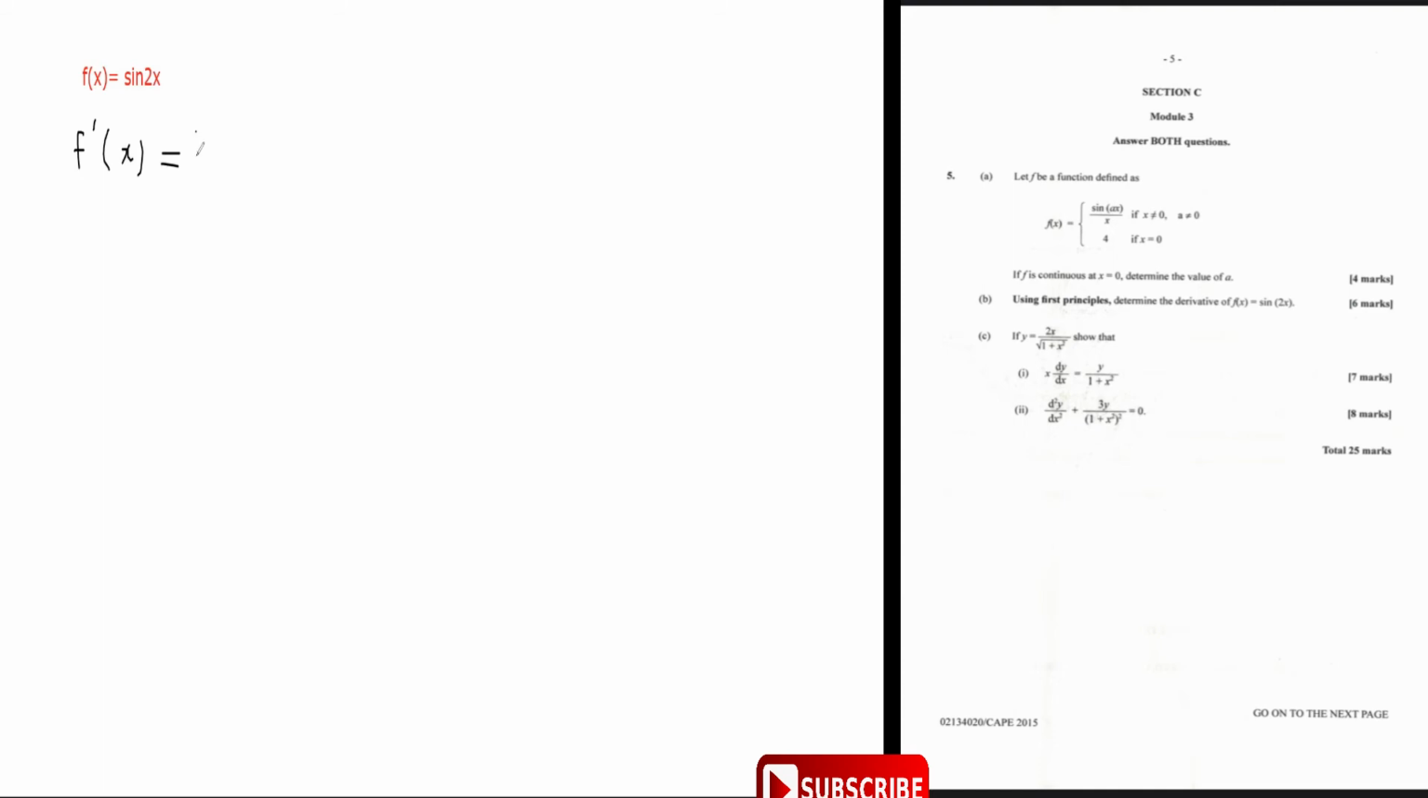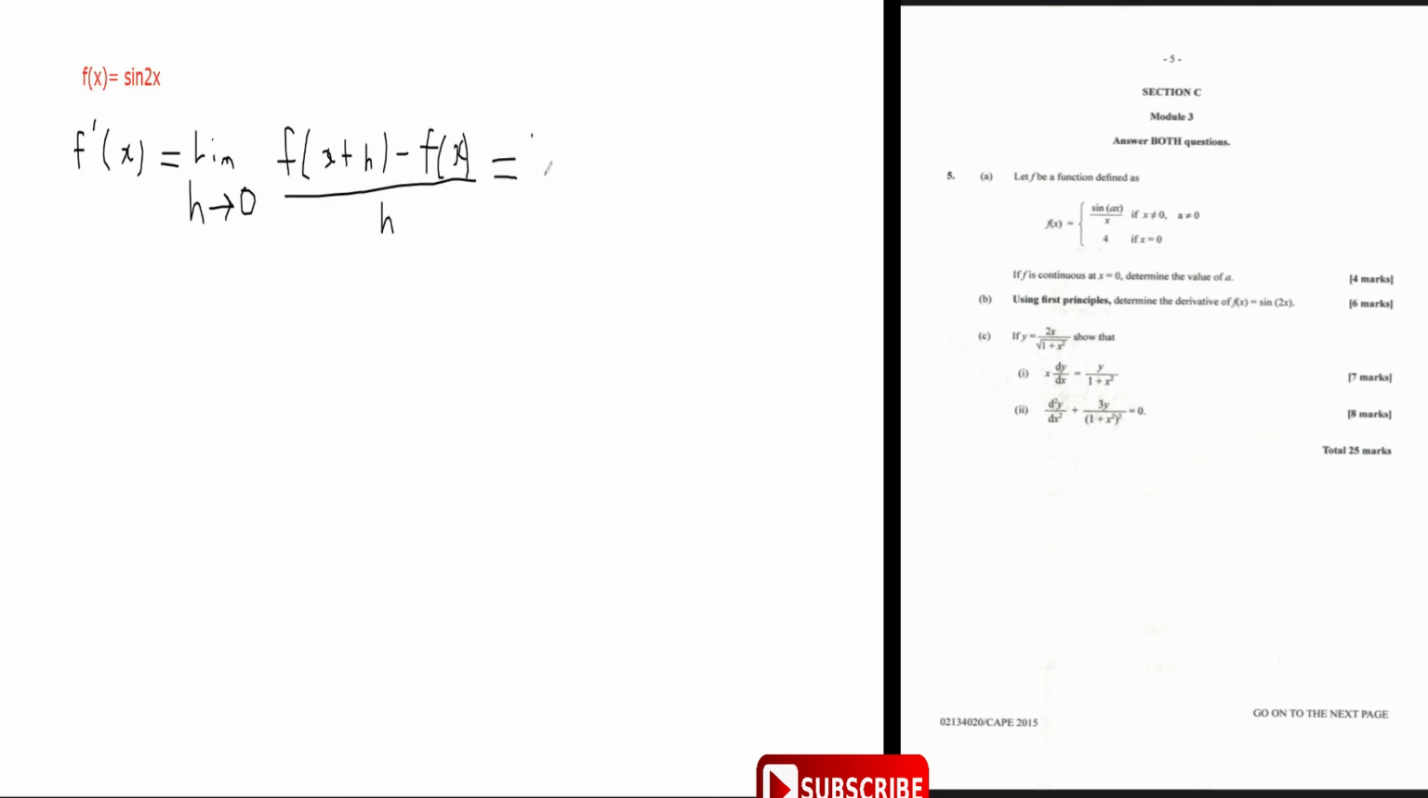is equal to the limit as h tends to 0 of f of x plus h minus f of x over h. That's how we find the first derivative.